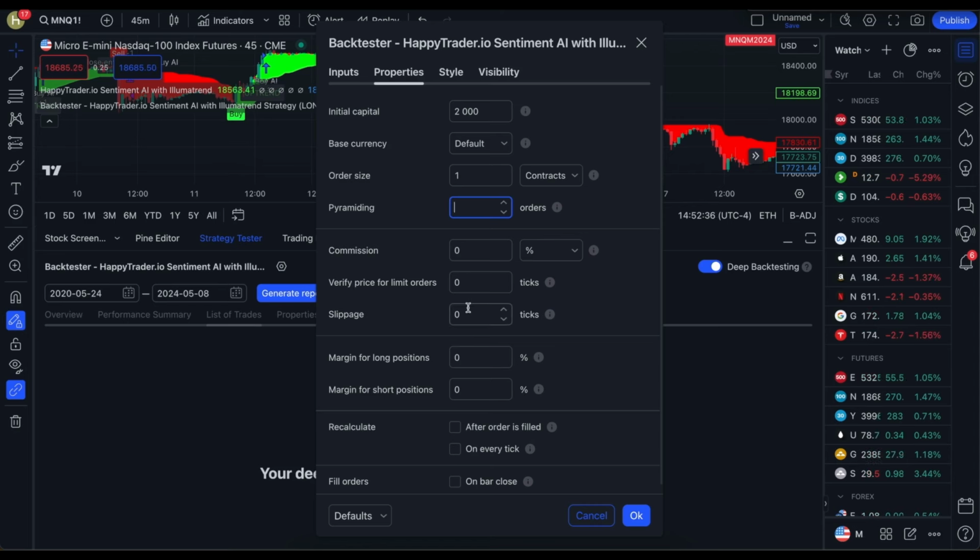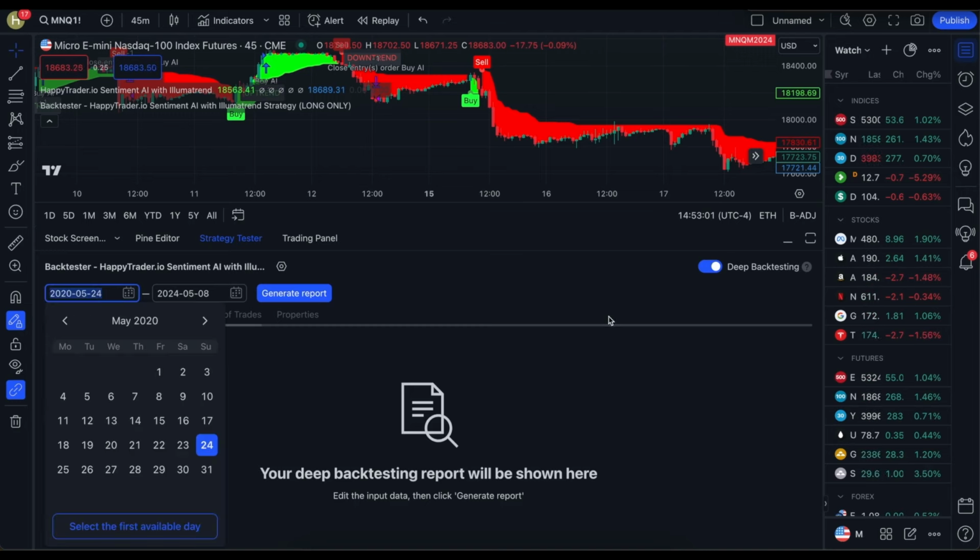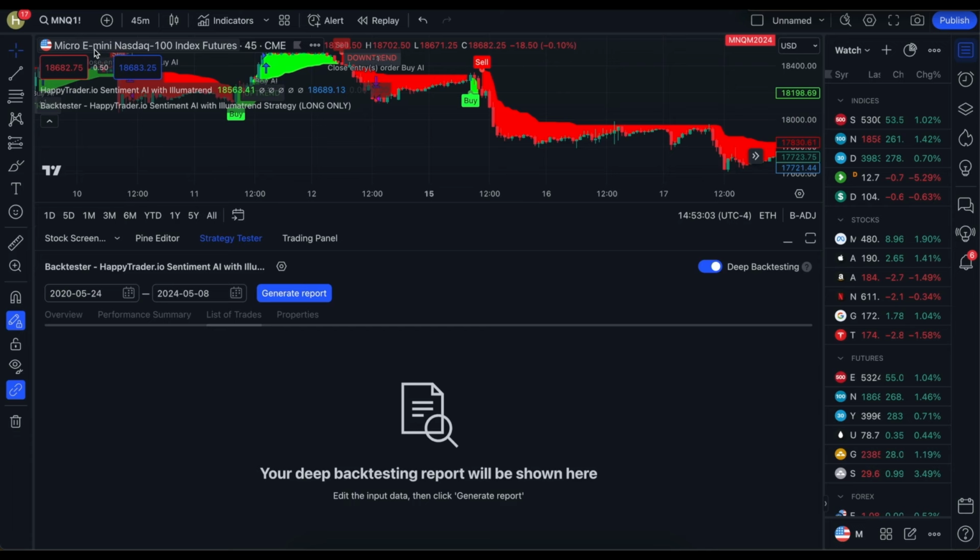Commissions and slippage, you're going to see that it's not a big deal on the 45-minute time frame. There's probably not going to be that many trades. A little bit of a spoiler alert there, but this is going to be over a 4-year period. So we're going to set the capital. We're going to make sure we have our date range. So way back to 2020, May 24th specifically. This is the first day available for the deep backtesting for the MNQ.